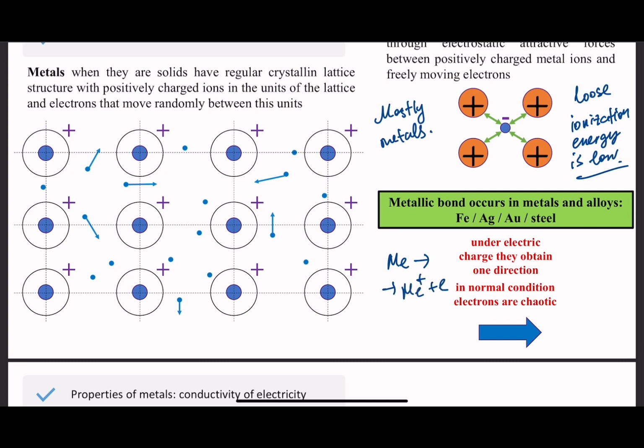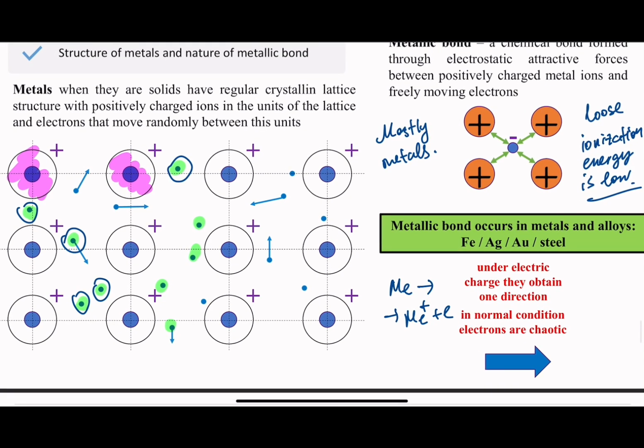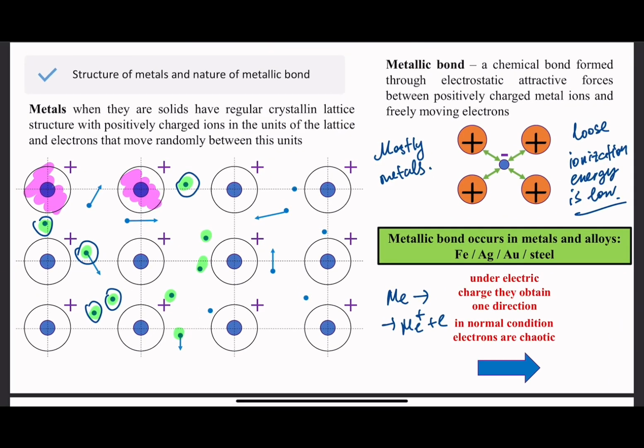So you have a lot of positively charged metal ions, and they have electrons around. These are their electrons. We have lots of electrons in any metal. And when you have a free cloud of electrons moving around, it makes metals conduct electricity and heat very easily.